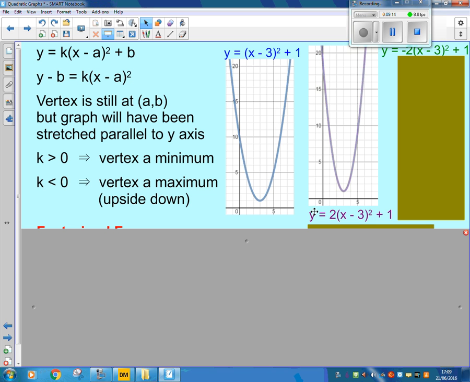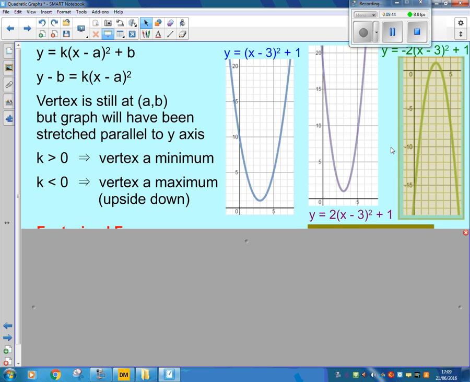However, it is going to cut the y-axis in a different place. To get the y-intercept, I put x as 0, so I get minus 3. Square it, it becomes plus 9. Double that to 18, add 1. My y-intercept is 19.